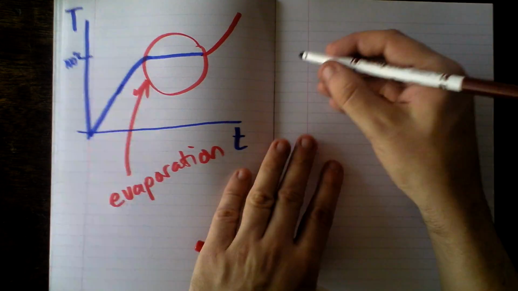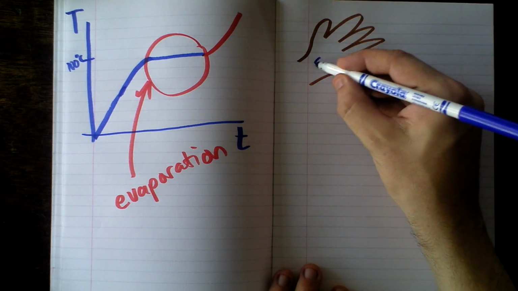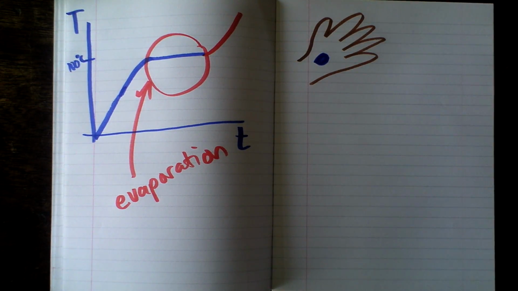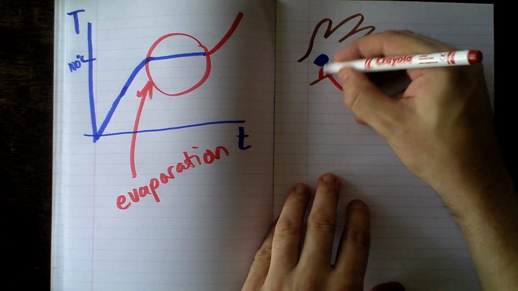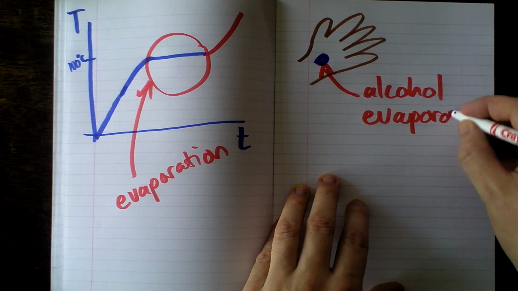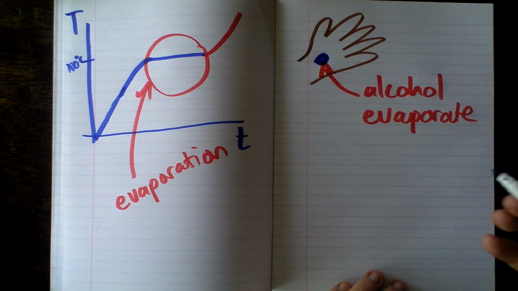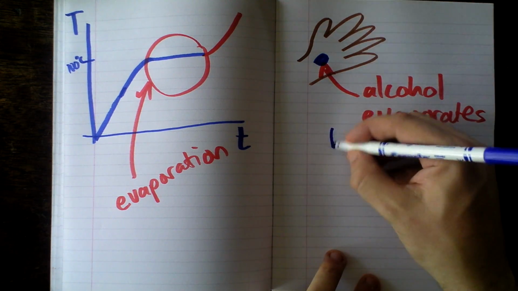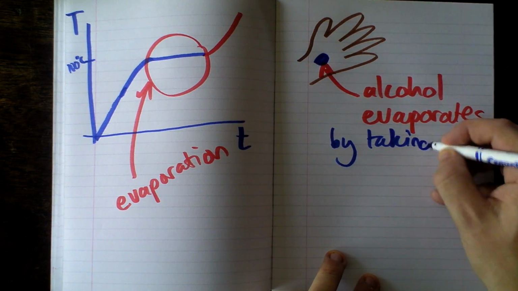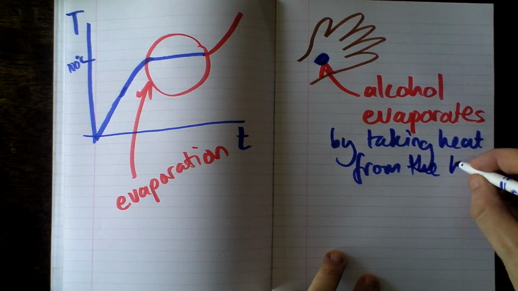So, if I take your hand, and on the back of your hand, I drop a little bit of water, or even better, a little bit of alcohol. What you will feel is that your hand suddenly gets cold. Now, why does your hand feel cold? Well, this alcohol, or this water, will evaporate. Now, to evaporate, it needs heat energy. Now, where on earth is a bit of alcohol going to find heat energy from? Well, it's going to take heat energy from your hand. And because your hand loses that heat energy, you start to feel cold.